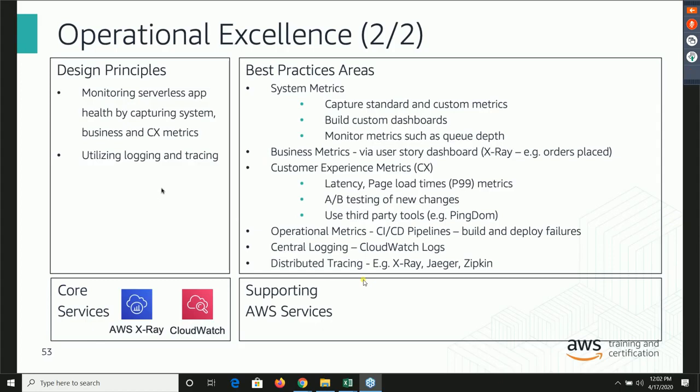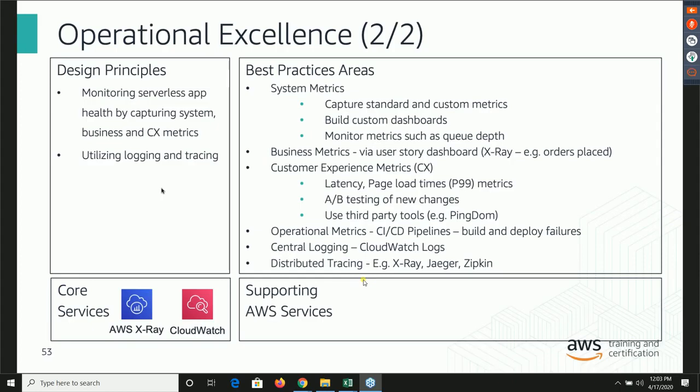The customer experience metrics. So latency is very important to measure. You want to do that through endpoint monitoring. You could do that through external third-party tools like Pingdom, etc. You have to look at page load times and P99 metrics. And you also obviously want to build dashboards around how your A/B testing is changing user behavior, right?